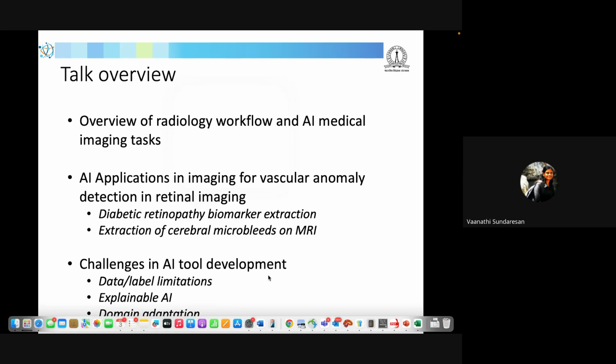For instance, the main thing we face is data or label limitations. Then we'll move on to how to make AI models more explainable or interpretable for clinical practice, and then domain adaptation methods, where we can minimize the shifts across different domains and make the model robust across different domains.